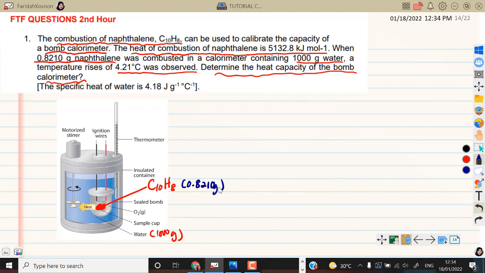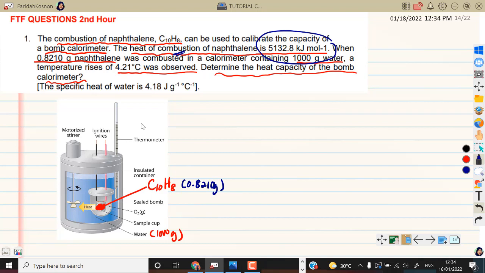So the important information given in the question here is, if 1 mole of naphthalene burn, dia akan release banyak ini. Okay, macam mana saya tahu release? Sebab ini adalah combustion reaction. So memang kena tahu definition lah. Okay, but the question asks you to determine the heat capacity of the bomb calorimeter. Berapakah heat capacity of the bomb calorimeter?